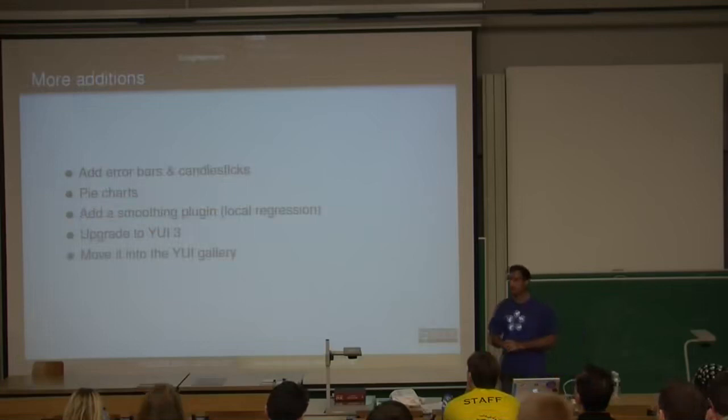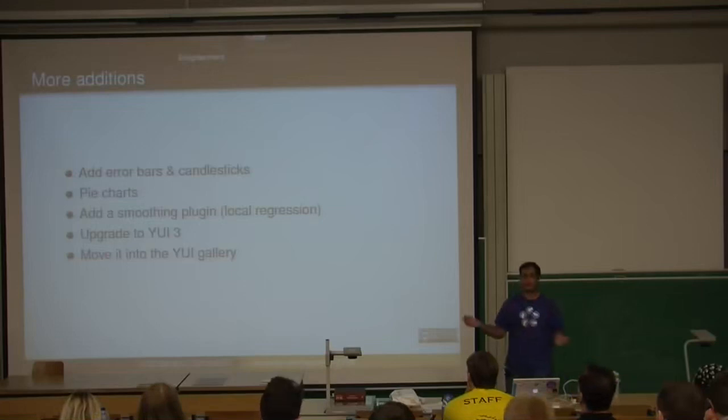More things I'm looking at. These are things that are useful for me: error bars and candlesticks. Again, when dealing with performance data, you can't just say, this is the response time of that page, because it depends on how many measurements you've made and what the error in that measurement is.